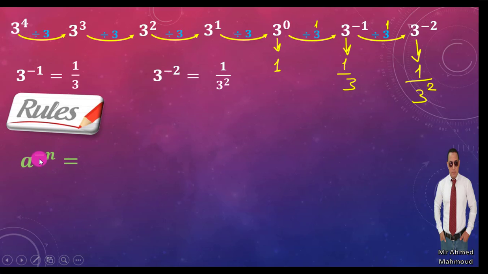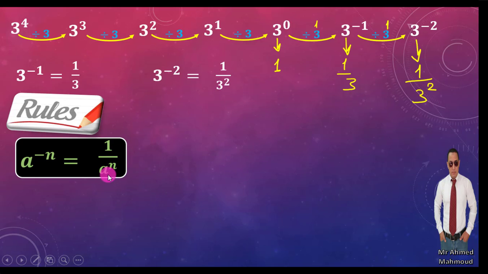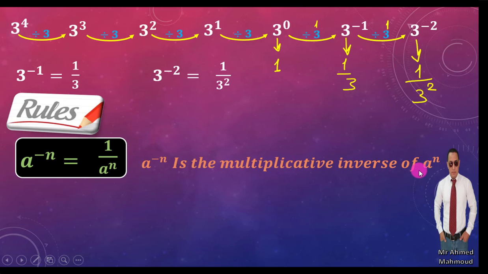If I have a power negative n, what will happen to a power negative n is the same as what happened to 3 power negative 1 and 3 power negative 2. I'm going to change a power n upside down to be like this, 1 over a to the power of n. But you have to note that when we change the negative power upside down, the negative will disappear, because I already used the negative power. So I can say that a power negative n is the multiplicative inverse of a to the power positive n.